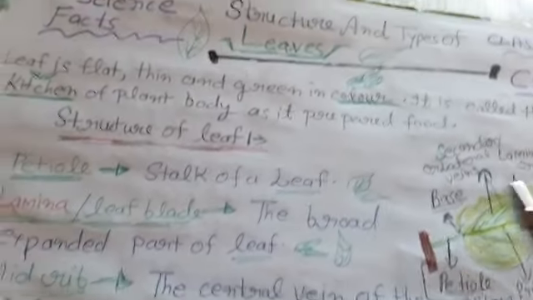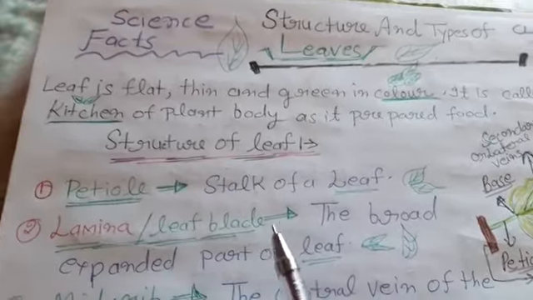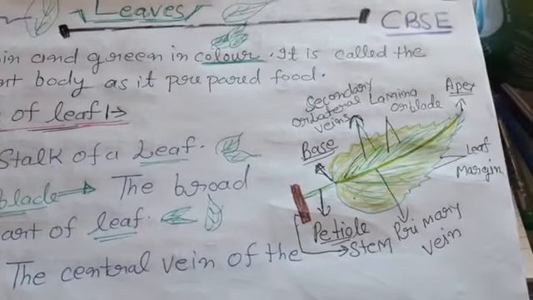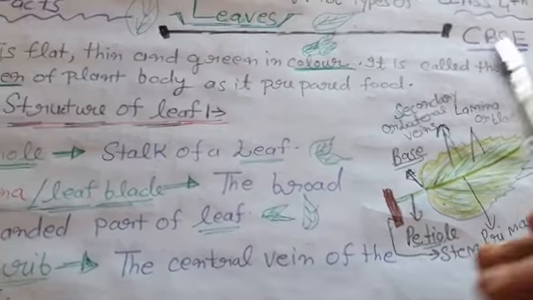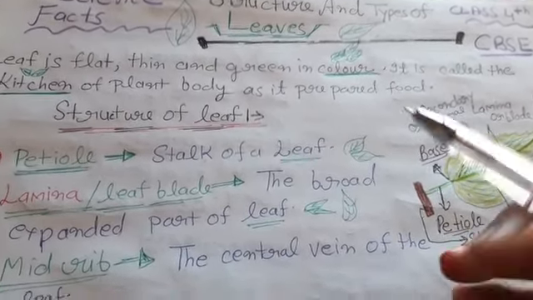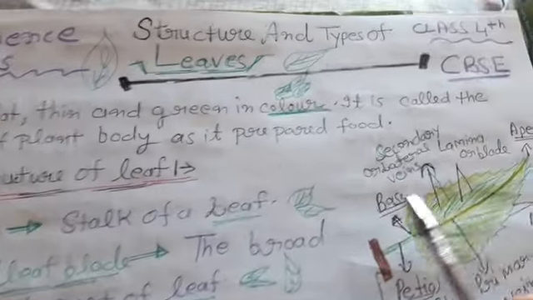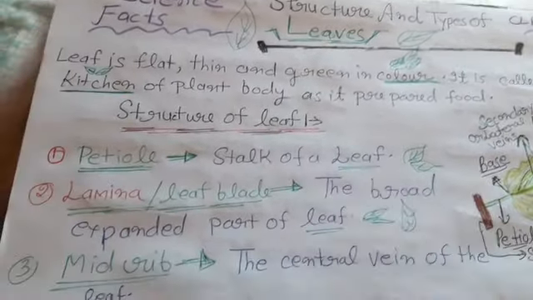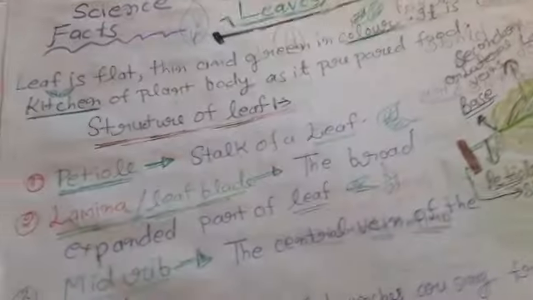So this is the structure of leaf, defined in very easy language. You can write this down in your notes. Next we will see the types of leaves.